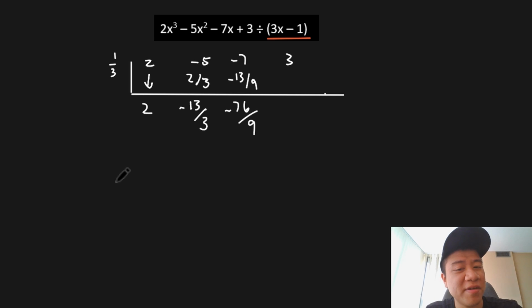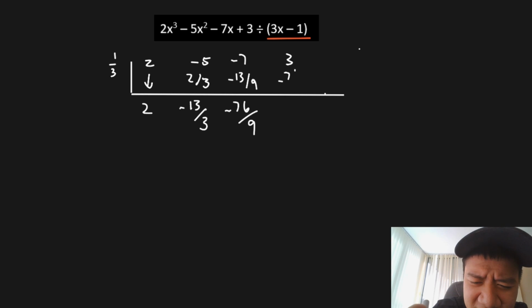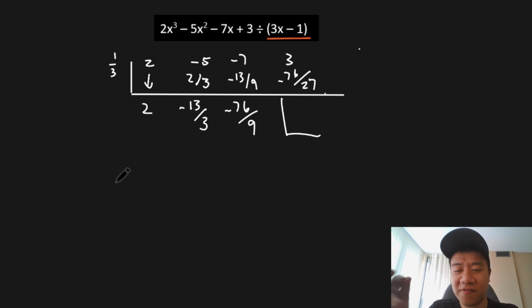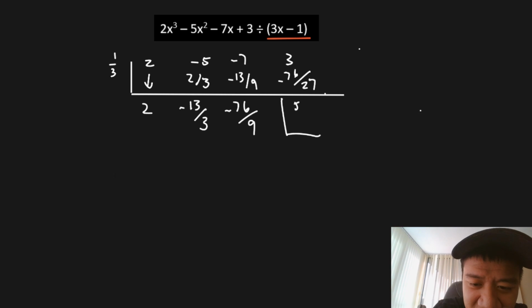That's right. Is that right? Yes, it is. Okay. And then negative 76 divided by 9 times 1 over 3 is negative 76 over 27. And if you add these two up, we get 81.5 over 27 as a remainder.